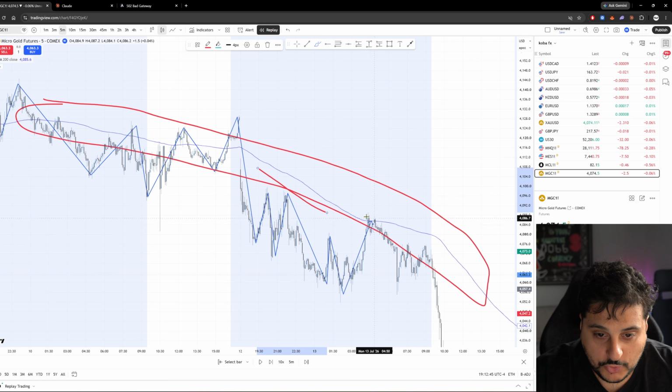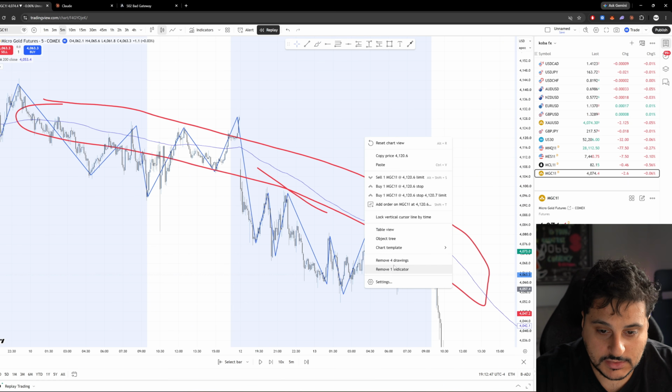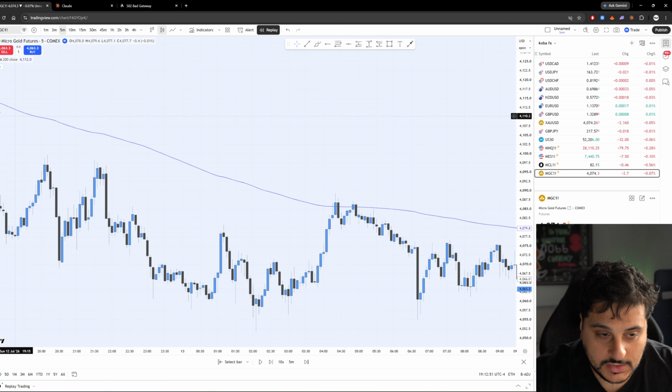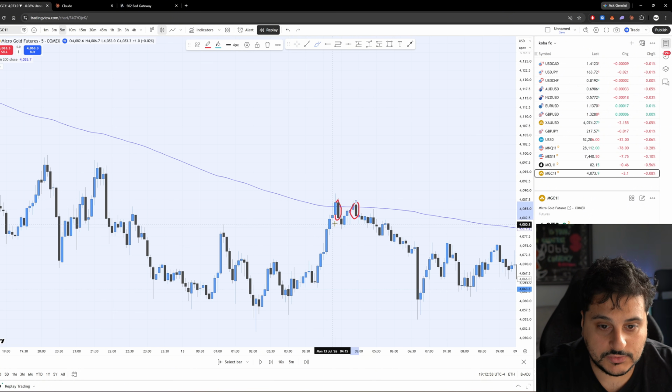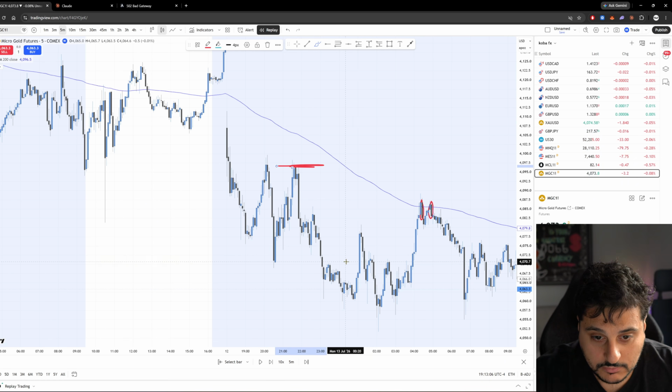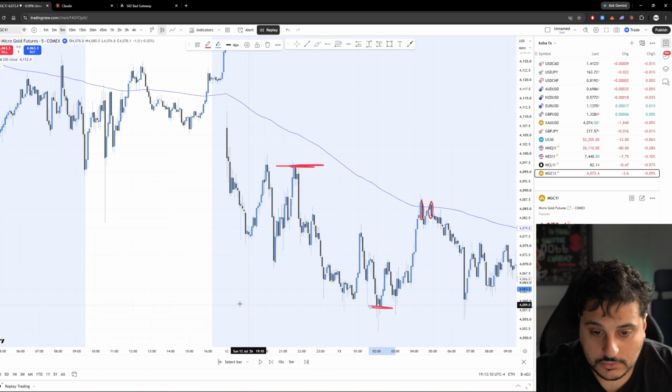This would have been a perfect entry. Taking a look at it, guys, if we remove the drawings and go back, we can see this is another one of our entries. We have an engulfing candle right there and an engulfing candle right here. We could have understood this because this was not broken yet, so we're still in very bearish momentum.